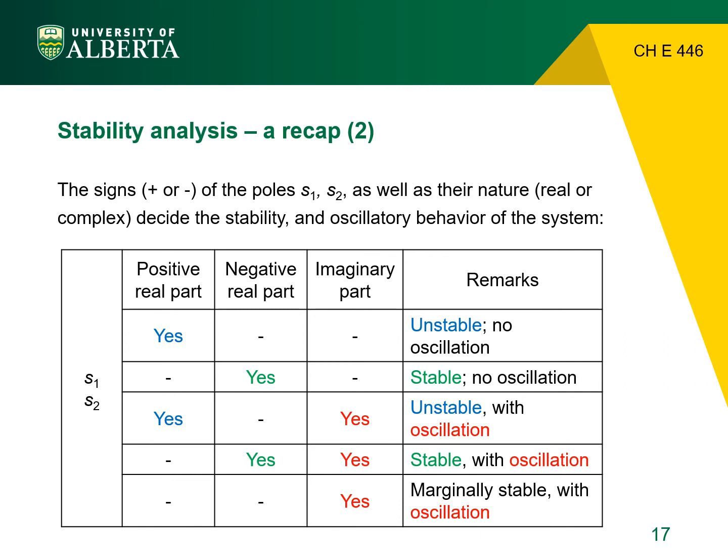The signs of the poles, that is the positive or negative nature of the poles, as well as their real or complex nature, decide the stability and oscillatory behavior of the system. If the poles contain only positive real parts, the system is unstable with no oscillation. On the contrary, if the poles contain only negative real parts, the system is stable with no oscillation.